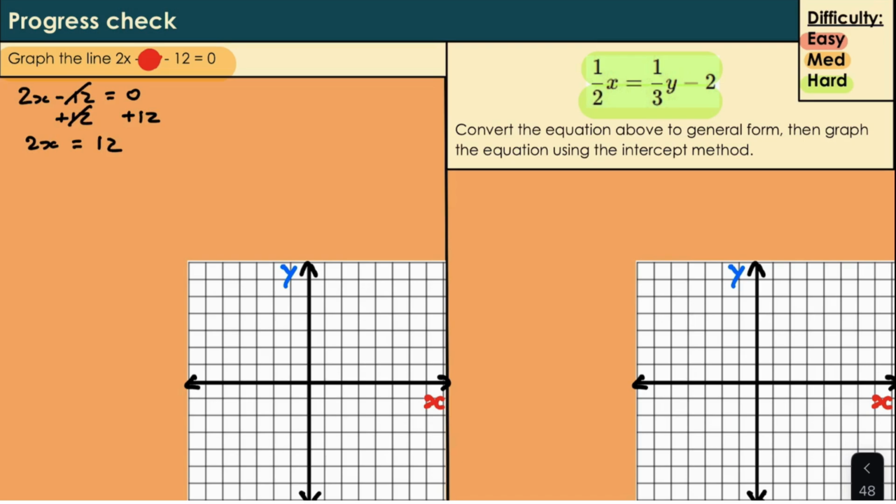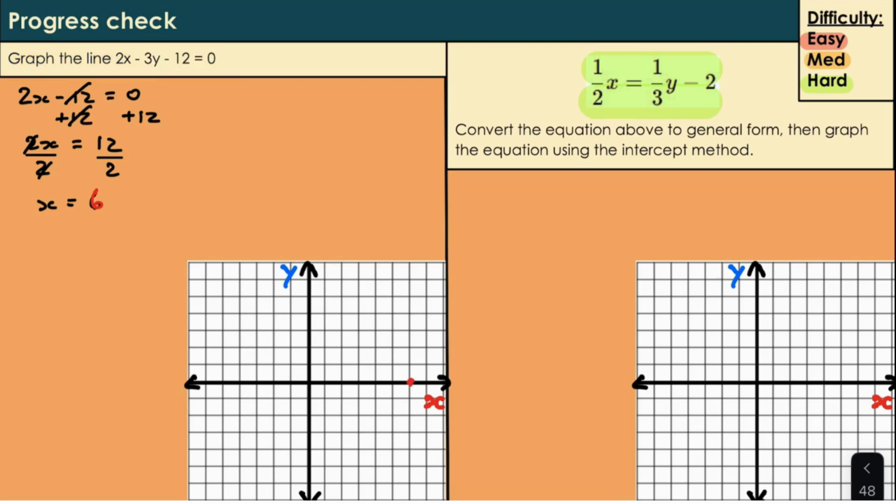Coefficient of x is 2. We divide by 2 on both sides. The 2's cancel. x equals 6. That red 6 is our x-intercept. So we count along: 1, 2, 3, 4, 5, 6. And we put a dot at our x-intercept.